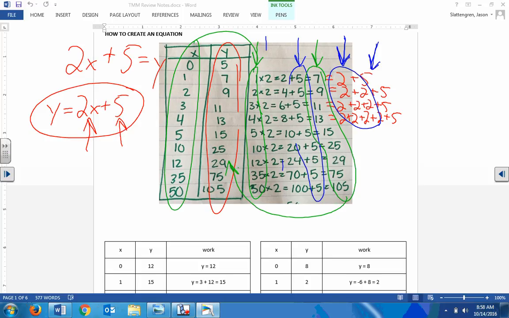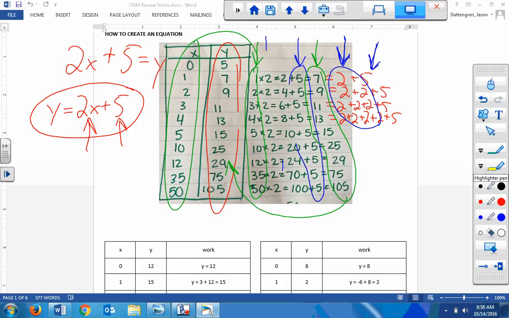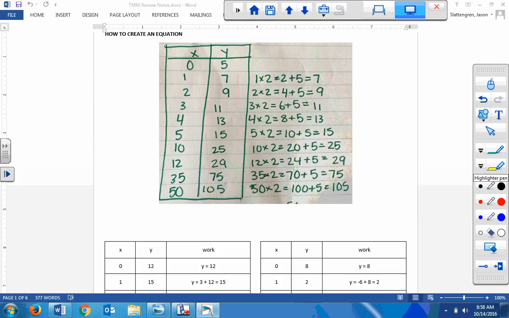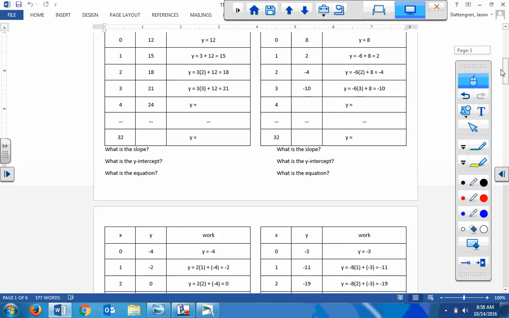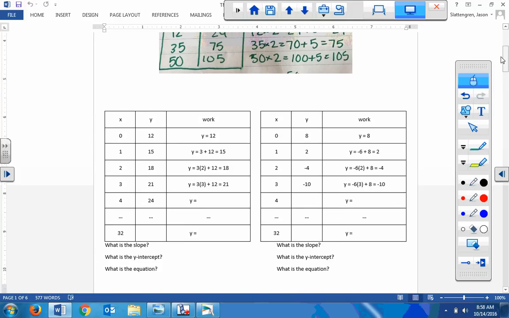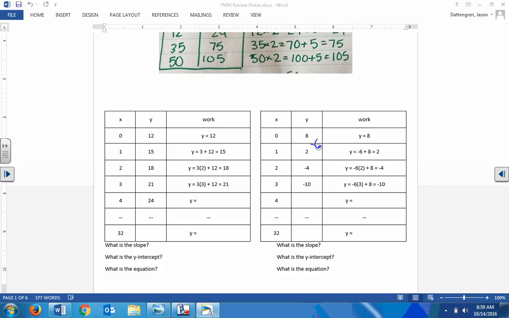So you have some practice problems on the sheet. The first one's probably worked out for you, but let's look at the second one, or some of those other examples. We scroll down and let's look at the one on the right. In this case, what's our slope? We can see we're adding more and more negative 6's. We subtract 6, subtract 6, subtract 6. So our slope is negative 6.